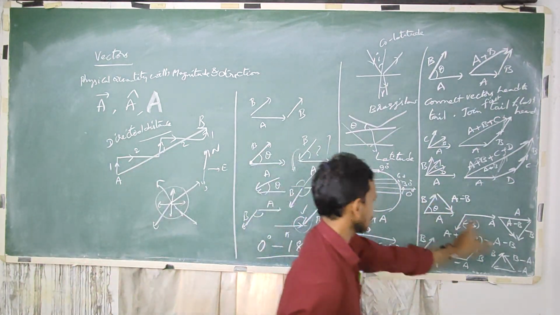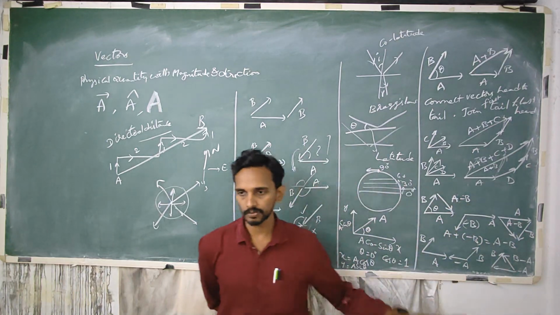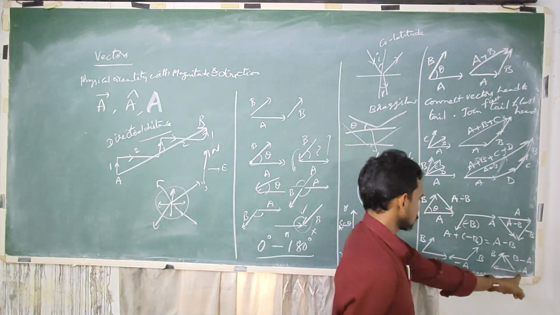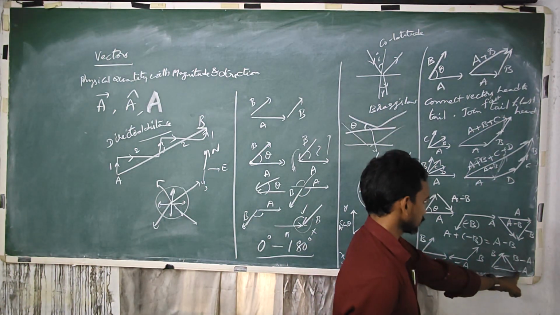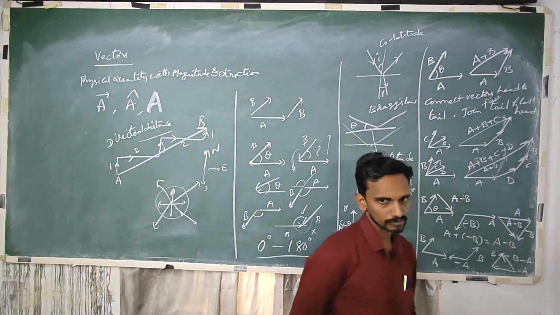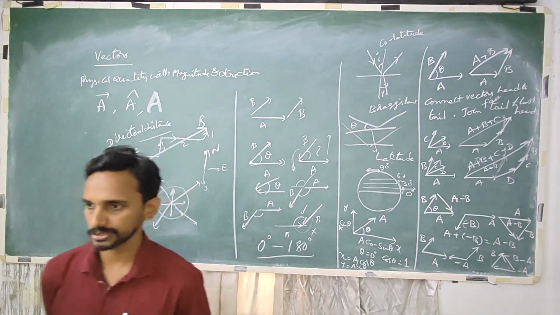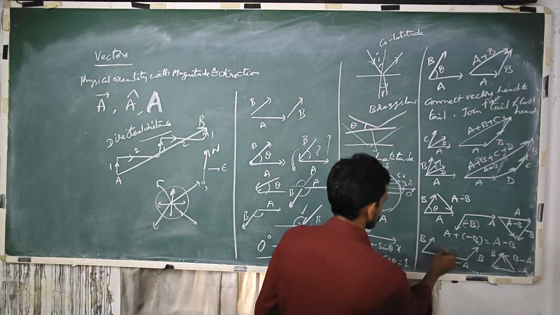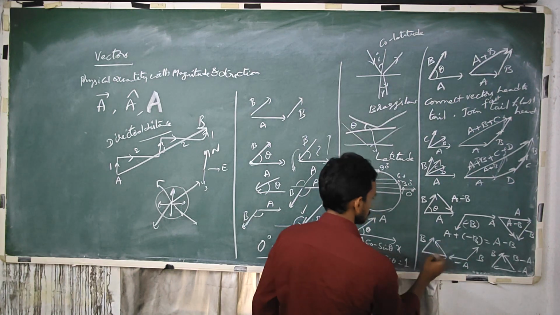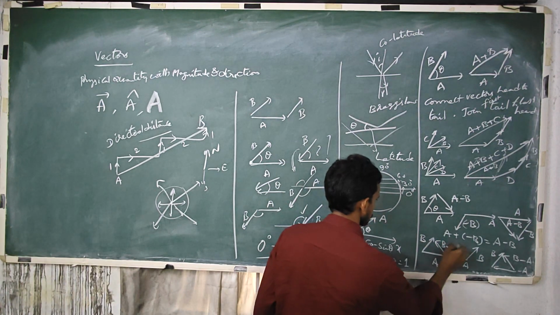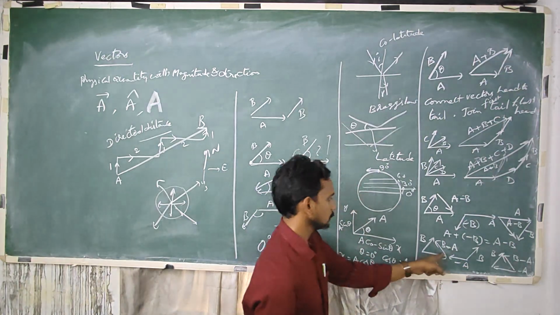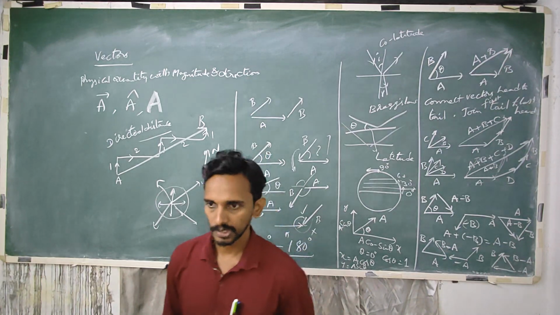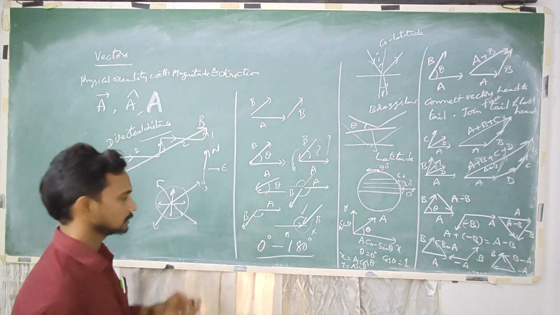So magnitude wise it is same as a minus b, but with a negative sign, opposite. So you have to start from tail of negative vector and end at head of positive vector during subtraction. So here also, b minus a is, this is b minus a. So what are you doing? You are starting from negative vector and ending at positive vector. So that is subtraction of vectors.